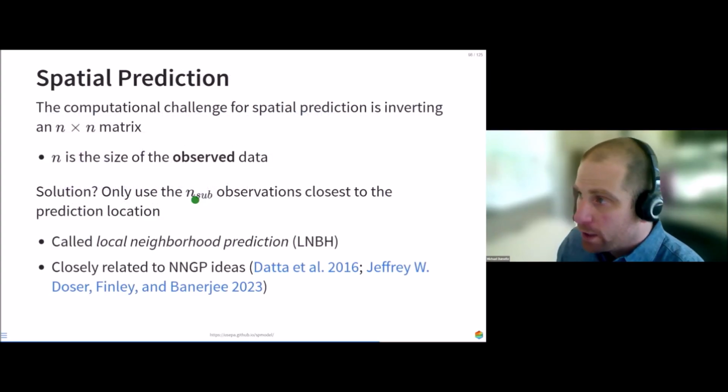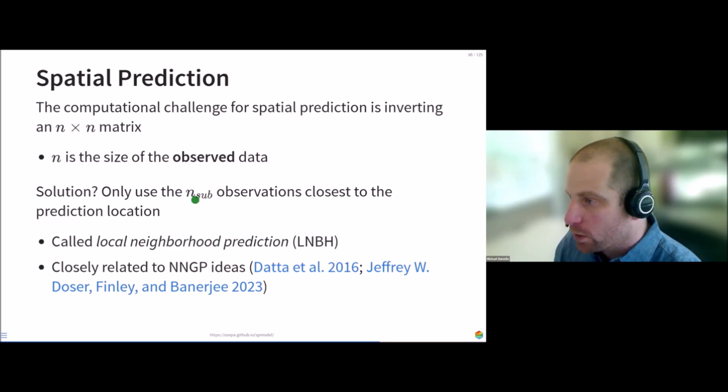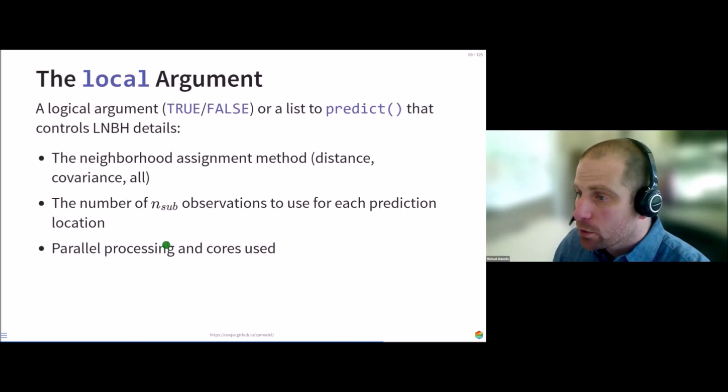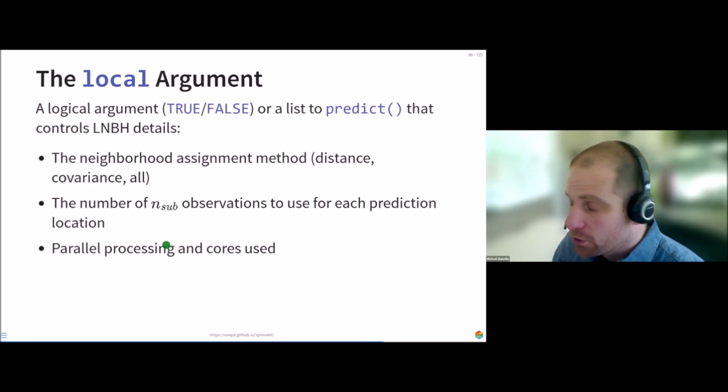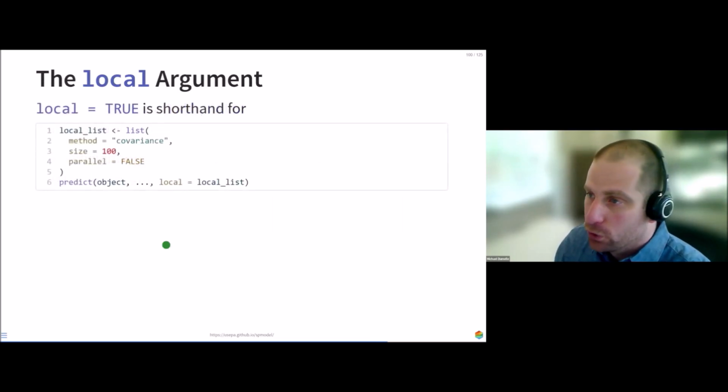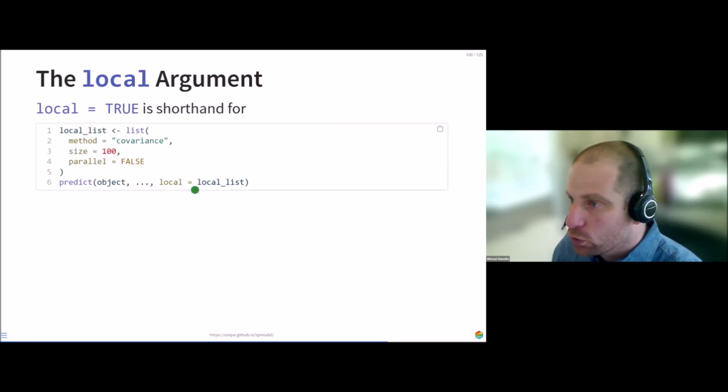There are some graphs there. For prediction, again, the same challenge is inverting a large matrix or working with that inverse. We have a solution called local neighborhood prediction, where we use only a subset of the observed data to inform the prediction. This is closely related to NNGP ideas. Again, local equals true will specify a bunch of defaults for you, like the way that we determine those neighborhoods. So just remember to set local equals true for prediction.